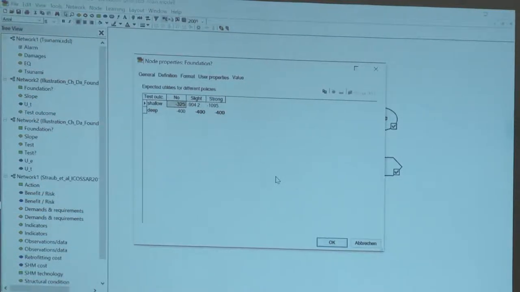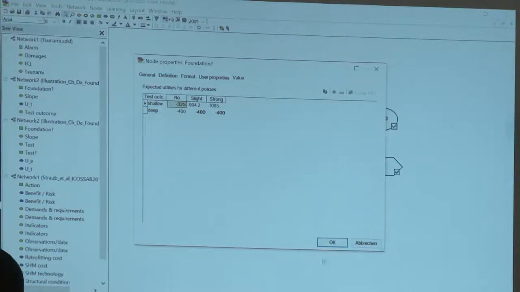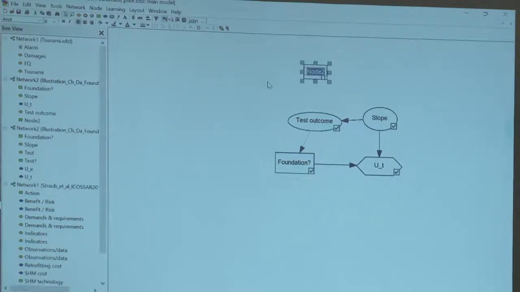That's now directly the result of a posterior analysis, but for all possible outcomes that we could have. Yes? And now we're going to add the pre-posterior case. So I want to actually figure out whether the test makes sense. So I'm putting here a note that says test, question mark.